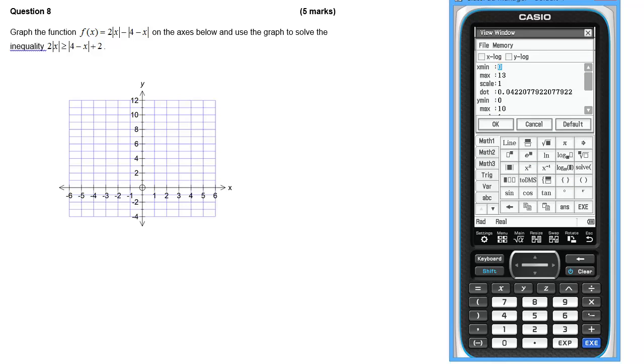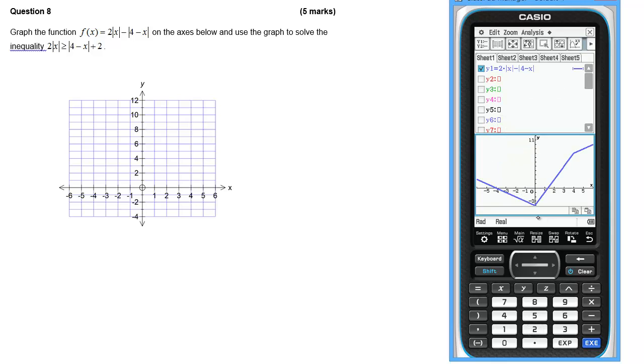So we'll go from -6 to 6 on the x-axis, and let's go from -4 up to 12 on the y-axis, and then we get a picture here. Now the detail on this is just about good enough to draw it quite accurately here.